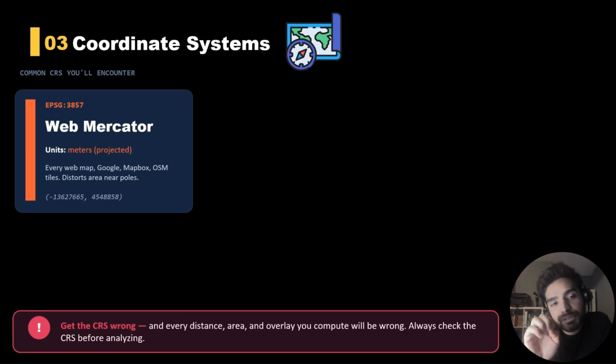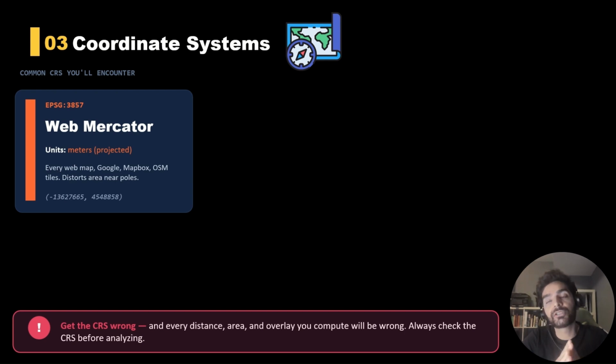EPSG 3857 is Web Mercator. This is the coordinate system used by most web maps, including Google Maps, OpenStreetMap, Mapbox, and many other online mapping platforms. It is very popular because it works very well for fast map rendering and for tile systems. But scientifically, it has distortion.